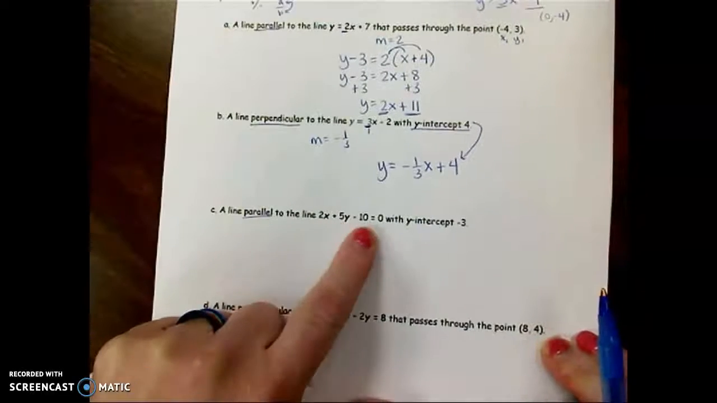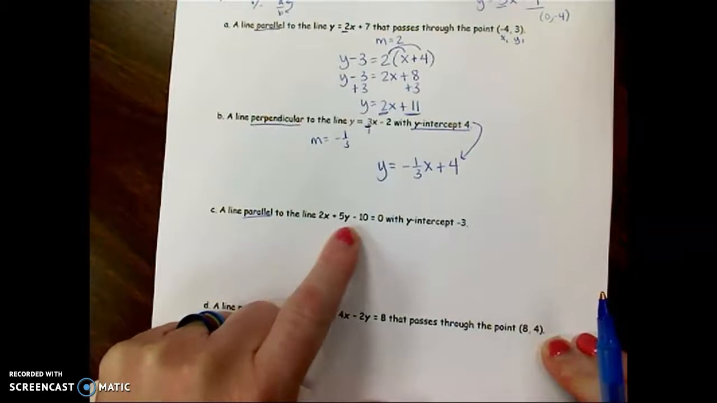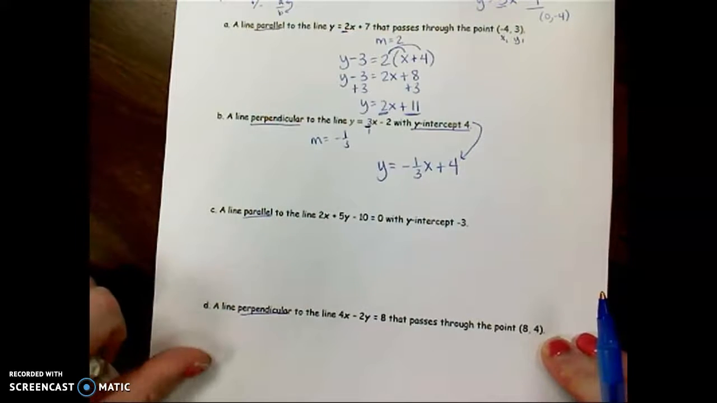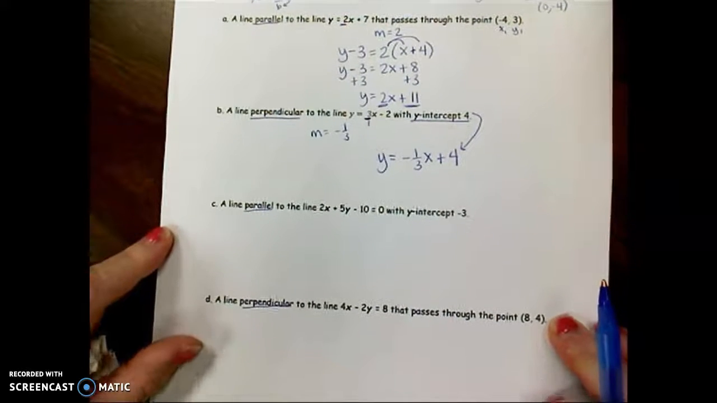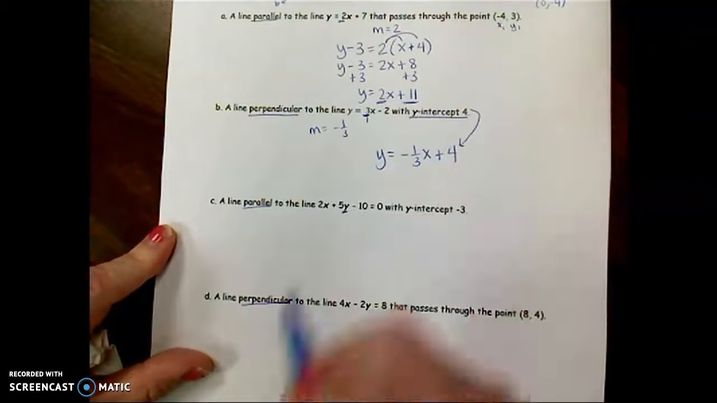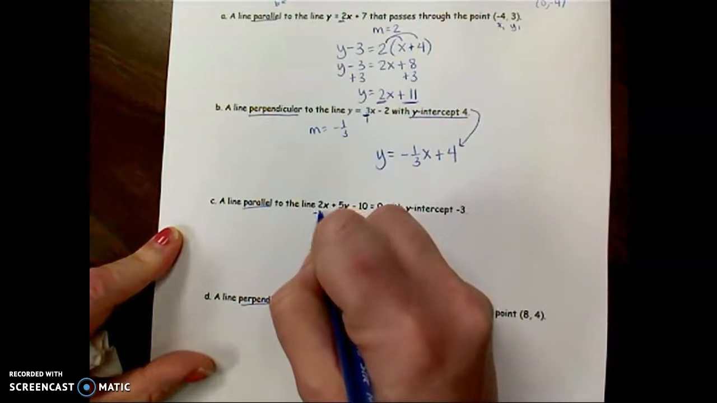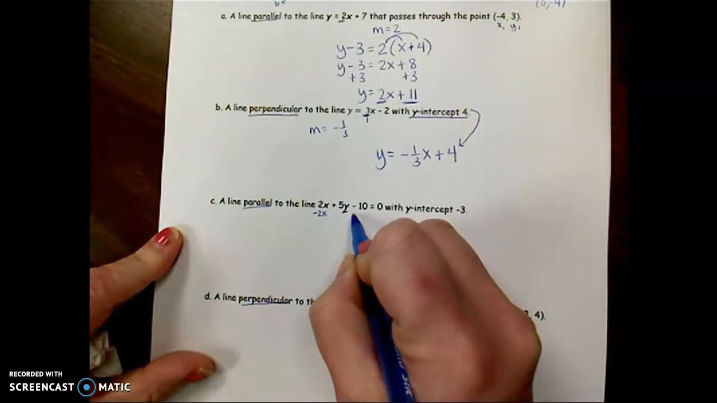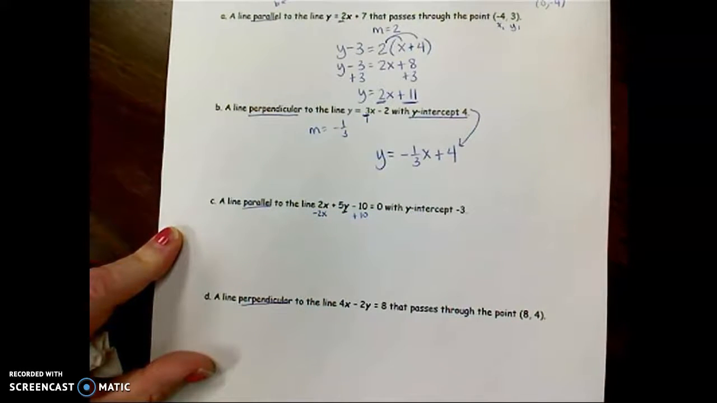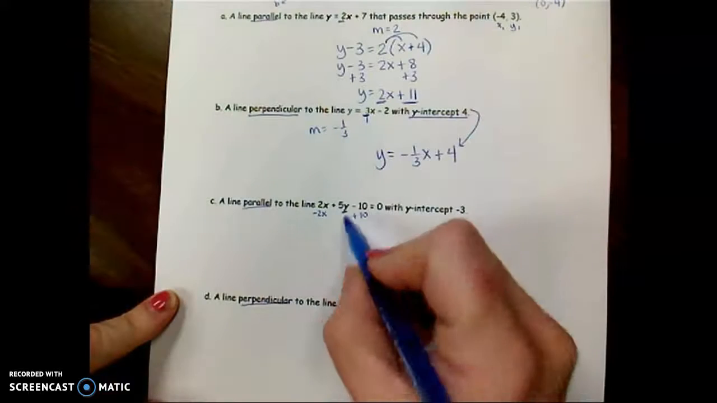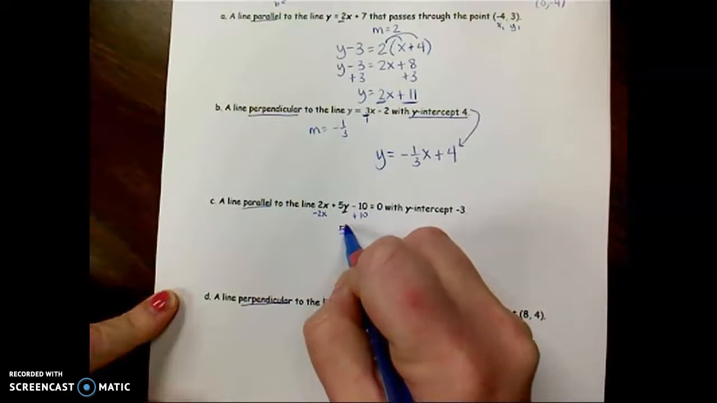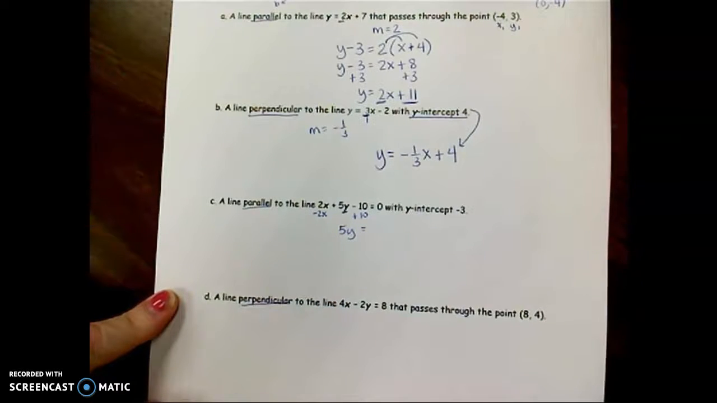I can't see the slope of this line, though, because this is not in slope-intercept form. So I need to get it in slope-intercept form, which means to get the y by itself on one side of the equation. So the first thing I'm going to do is subtract the 2x and add the 10. Use inverse operations. This will get the 5y by itself on the left side of the equation.